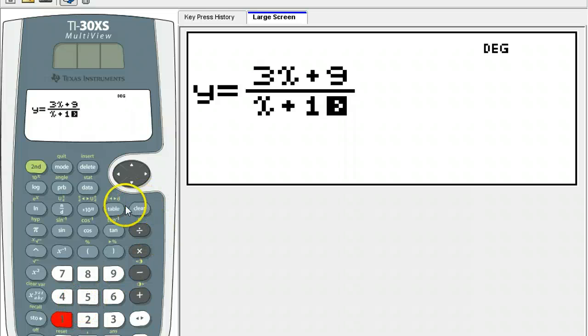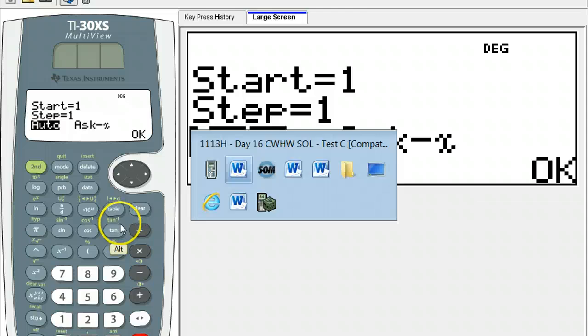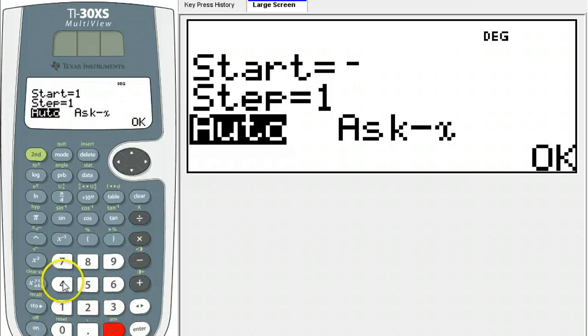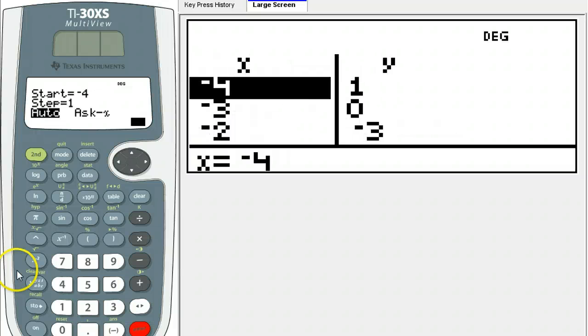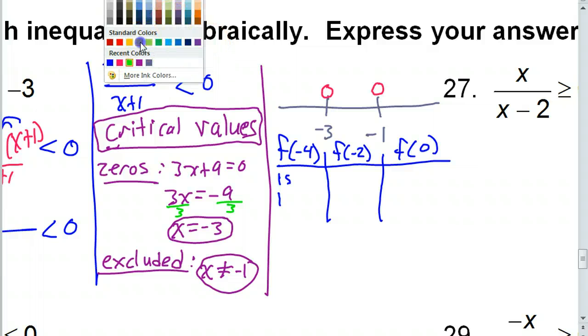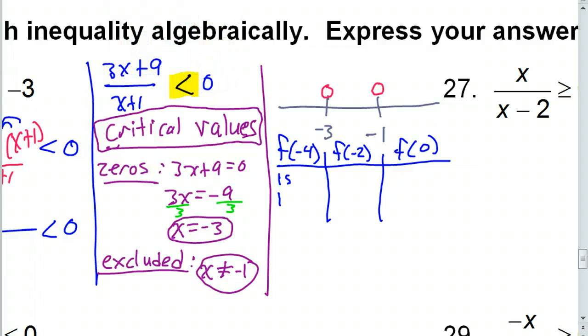Okay, so I'm going to go ahead and just hit enter. Now my first value was -4, so I might as well go ahead and tell it -4 to start. At -4, we get a value of 1. So I'm going to ask myself the question, is 1, and we want things to be less than 0, is 1 less than 0? No, 1 is not less than 0.